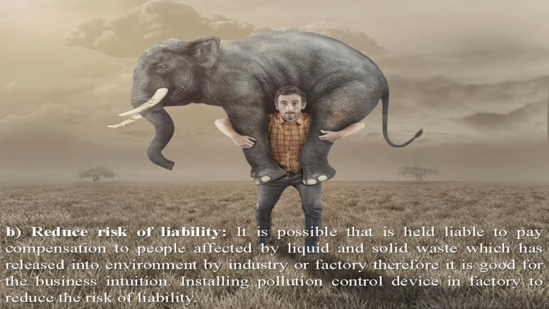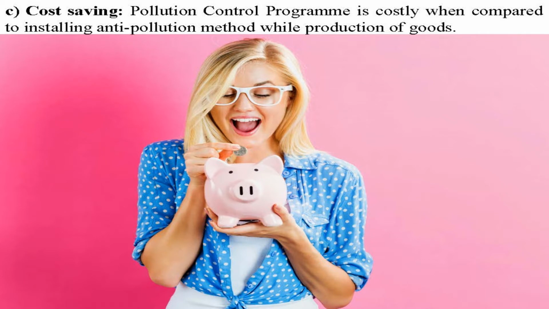Reduce risk of liability. It is possible that a business is held liable to pay compensation to people affected by liquid and solid waste released into the environment by an industry or factory. Therefore, it is good for the business institution to install a pollution control device in a factory to reduce the risk of liability. Cost saving. A pollution control program is costly when compared to installing anti-pollution methods during production of goods.